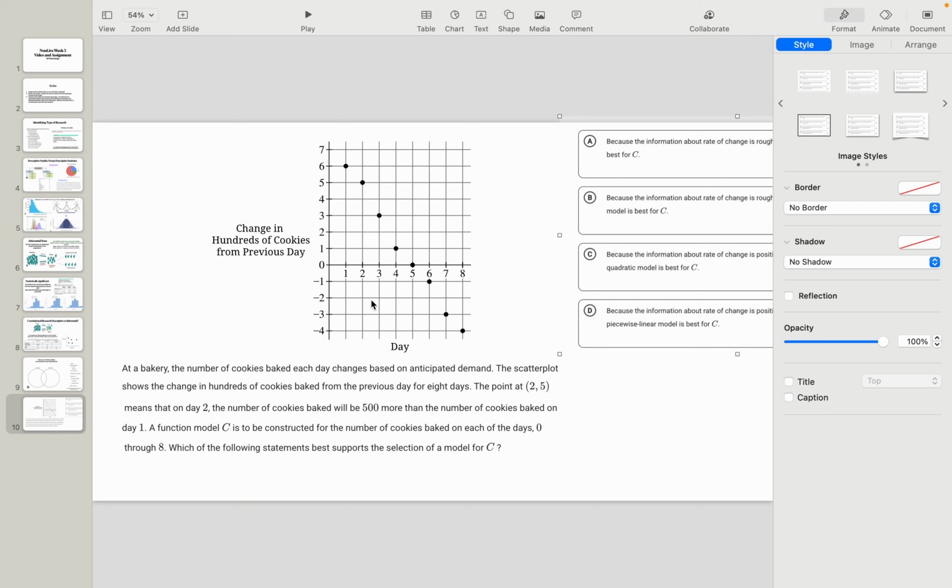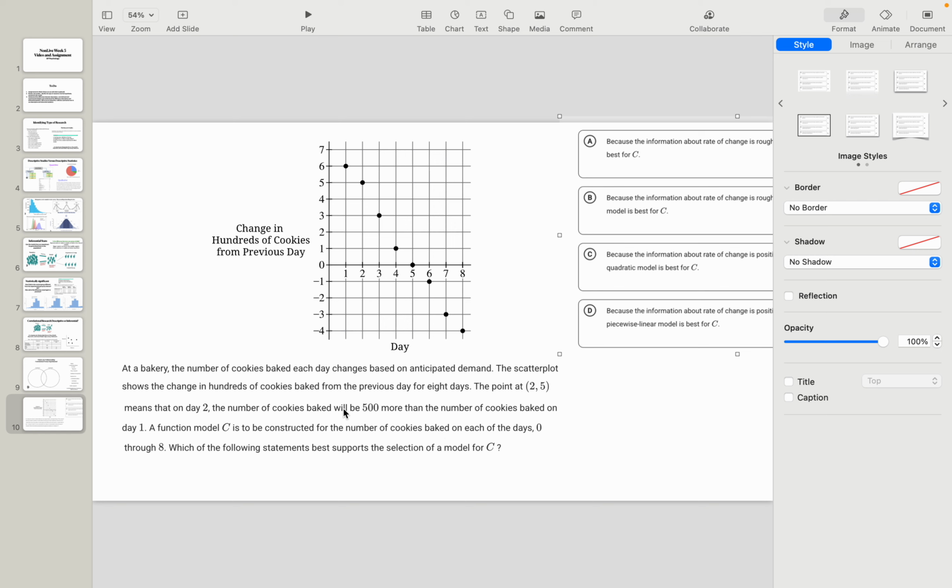Let's read to help us understand this. It says, at a bakery, the number of cookies baked each day changes based on anticipated demand. The scatter plot shows the change in hundreds of cookies baked from the previous day for 8 days. So it tells us 2, 5, this point up here, means on day 2, the number of cookies baked will be 500 more than the number of cookies baked on day 1.